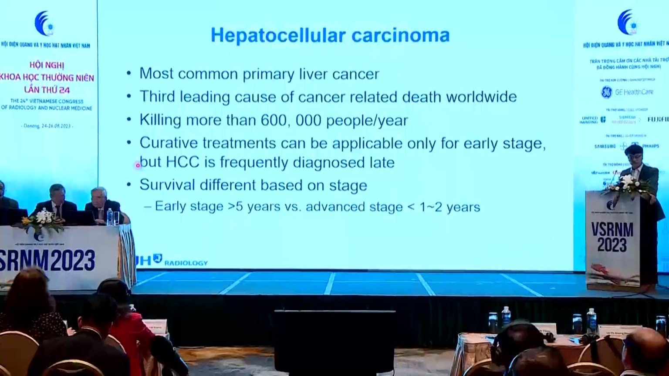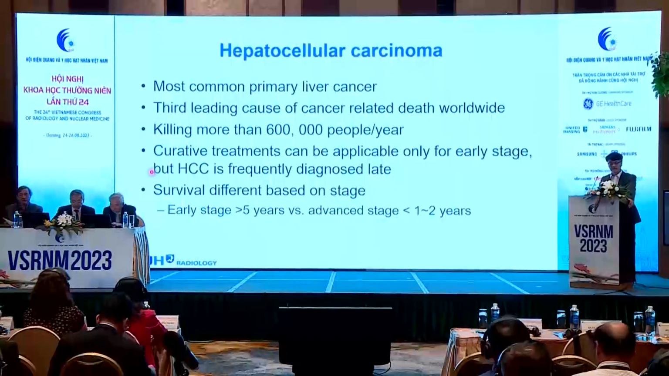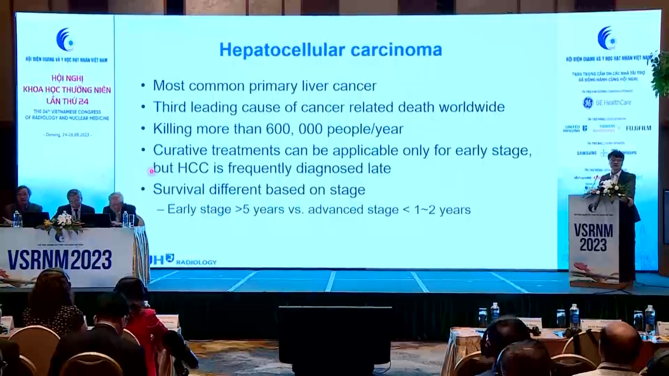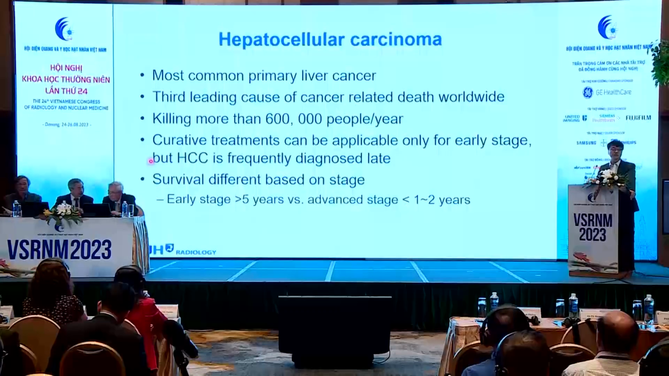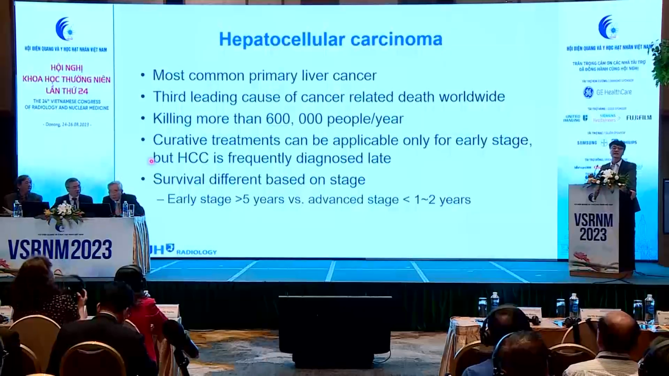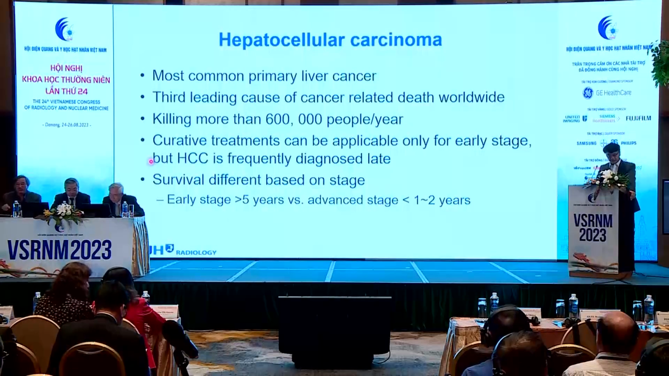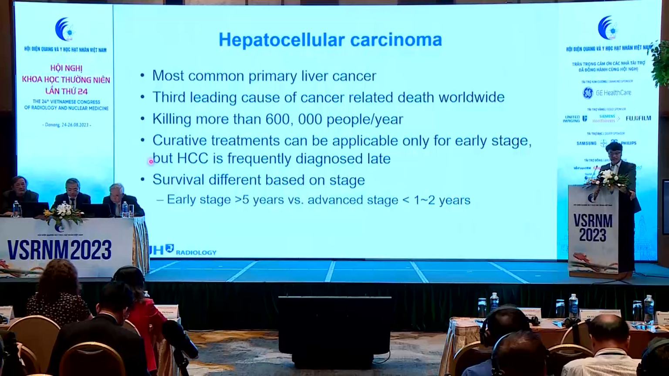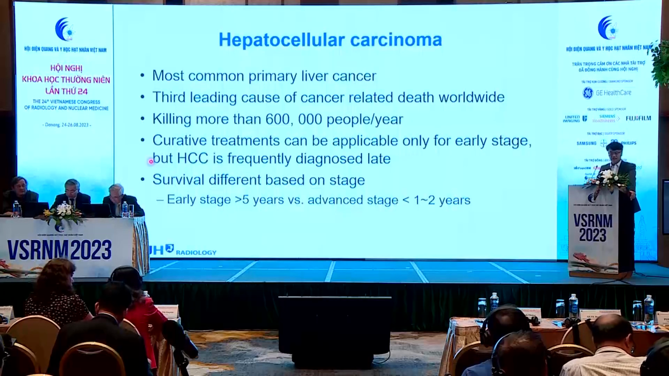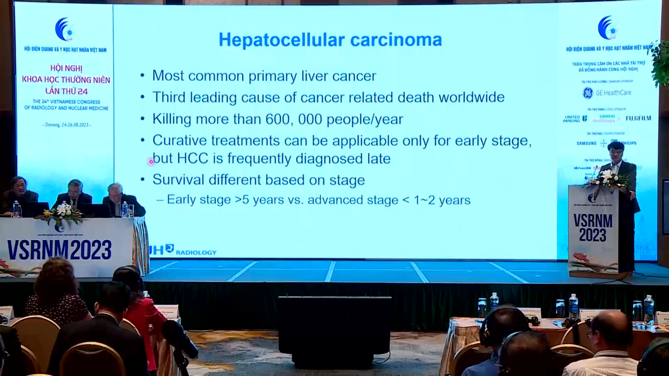In Vietnam, as the prevalence of chronic hepatitis B is very high, HCC prevalence is also significantly higher than in other parts of the world. HCC is truly a big health problem in Asia, including ASEAN countries and also China, Korea, Japan. Curative treatment can be applicable only for early stage, but HCC is frequently diagnosed at its late stage. Survival can be different depending on stage at detection.